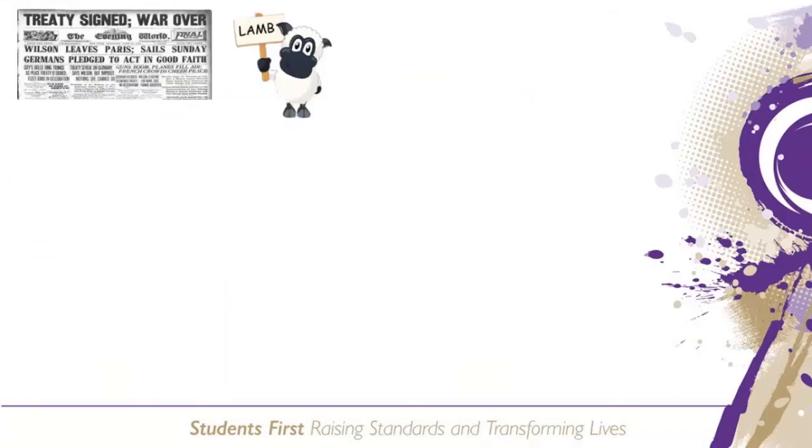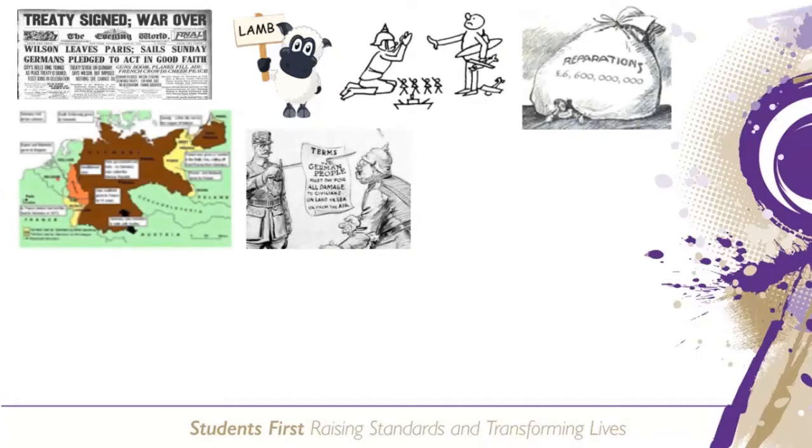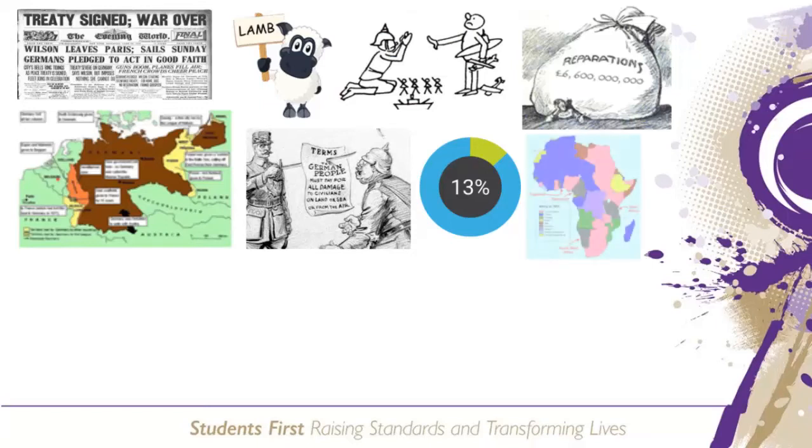The terms of the treaty can be grouped together and easily remembered using the acronym LAM: Land, Army, Money, Blame. In terms of land, Germany lost 13% of its land in Europe. For example, Alsace-Lorraine was given back to France. Other land Germany lost included the Polish corridor and West Prussia to Poland. Germany was not allowed to unite with Austria, and they also lost their overseas colonies to the Allies, including Togoland in Africa.